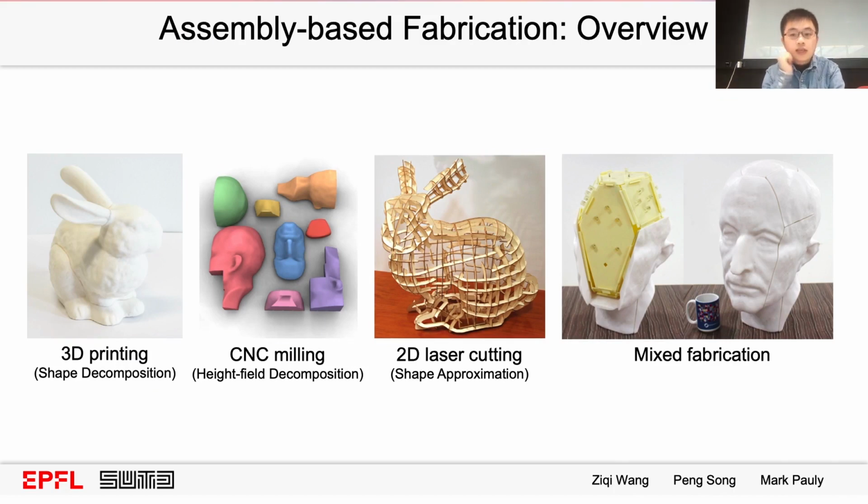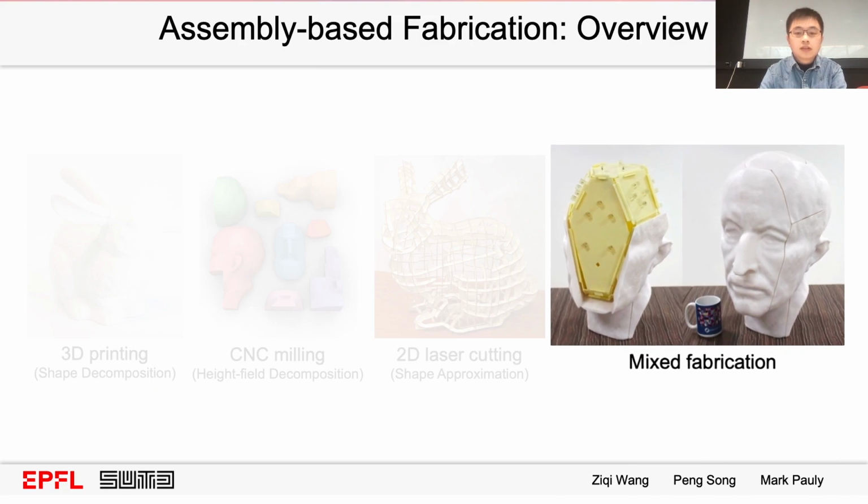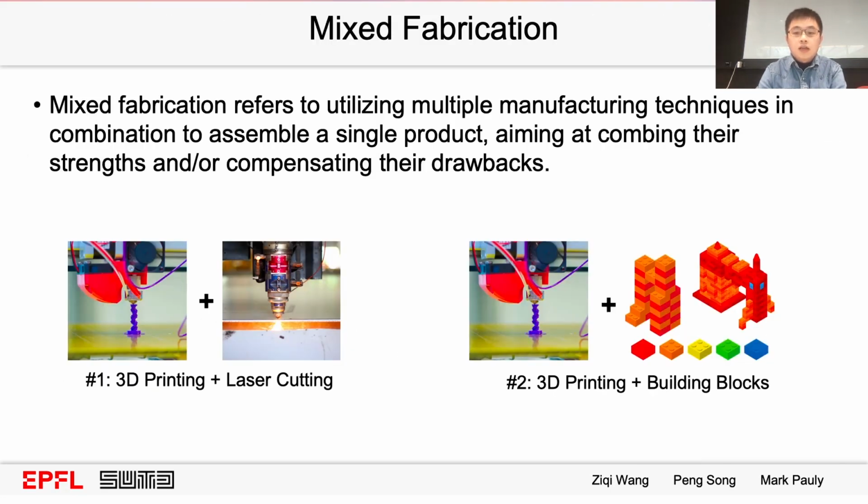Here comes the last part of our assembly-based fabrication, the mixed fabrication. A straightforward idea to avoid each machine's limitation is to decompose the input shape into several sets of parts and let different machines fabricate each set, utilizing their benefits. Most of the recent works take a fast but shape-limited machine like laser cutting or prefabricated building blocks and combine it with a slow but less constrained machine like 3D printing to fabricate complex assemblies.